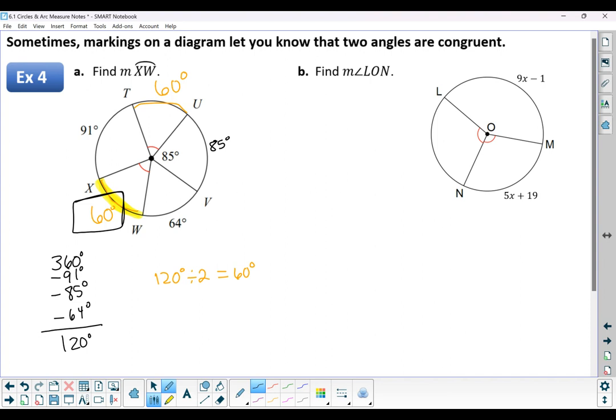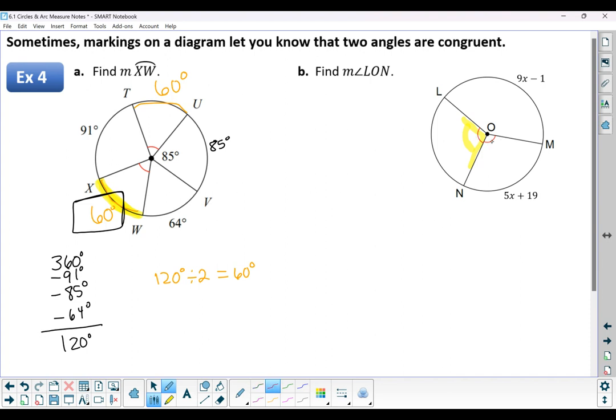Sometimes you won't be asked for the measure of an arc. You'll be asked for the measure of a central angle. This problem says find the measure of angle LON. So LON is this; we're looking for this angle. In this diagram, you can see that we have x's, so we're going to have to solve for x at some point. Once we know what x is, we'll do a substitution back to figure out our answer. These 2 markings tell us that those 2 angles are equal to each other.